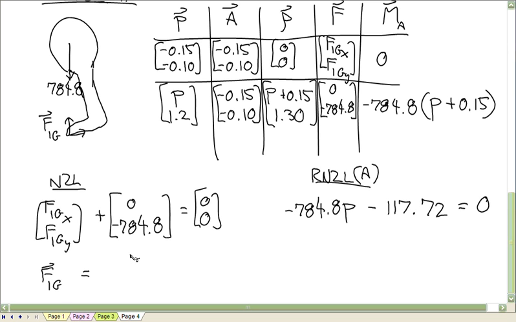F1g is equal to 0, 784.8, and the point P is 117.72 divided by 784.8, which is 0.15. Negative, what? Negative 0.15 plus 0.15 equals 0. Oh, yeah, you're right. Yep, you're exactly right.